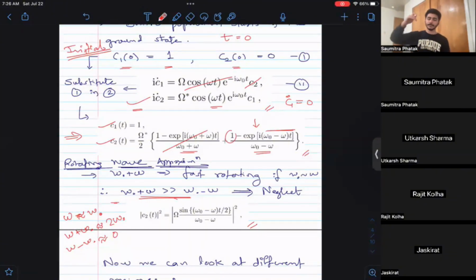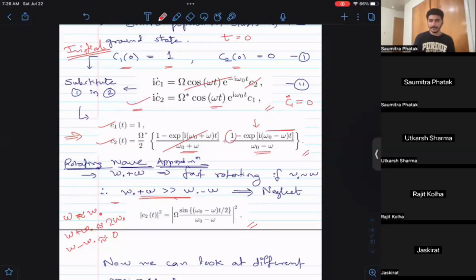So how does the probability of being in the excited state, or how does the population of the excited state change? When we started the problem, all the population was in the ground state. So the electron was in the ground state. So what is the probability of exciting the system with a laser that is almost on resonance? How will the probability change as a function of frequency?